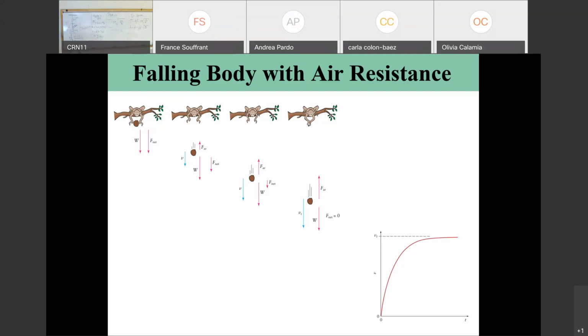Again, it's just the concept. So if they were asking you, what is terminal speed? It is the speed of a body when the net force acting on the body is equal to zero. So all the forces acting on the body have the same magnitude and different directions. All right.